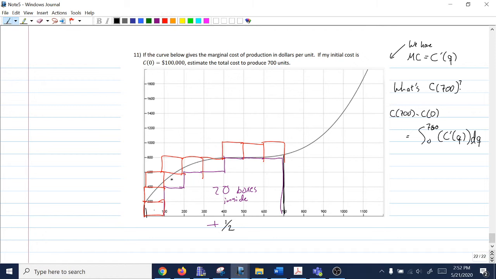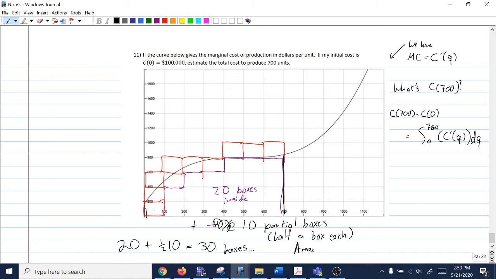So this is 1, 2, 3, 4, 5, 6, 7, 8, 9, 10. So 10 partial boxes that I'm going to estimate as half a box each. That's how much credit I'm going to give them. So 20 plus half of 10 is 30 boxes is our estimate for the area. So the area is the integral from 0 to 700 of marginal costs. How much is 30 boxes of area?